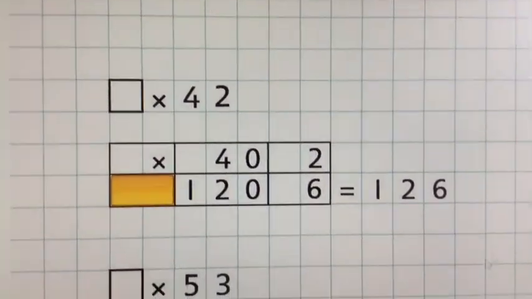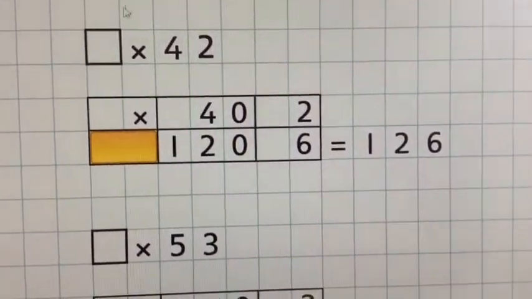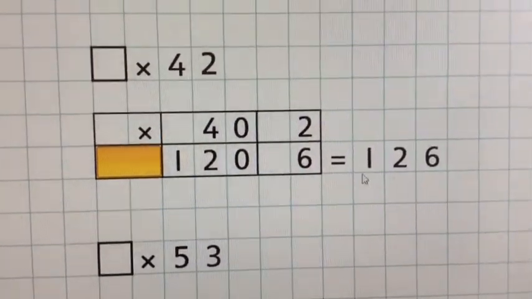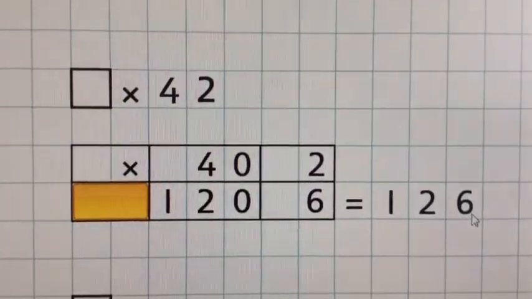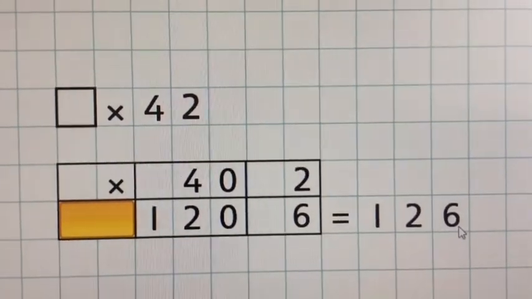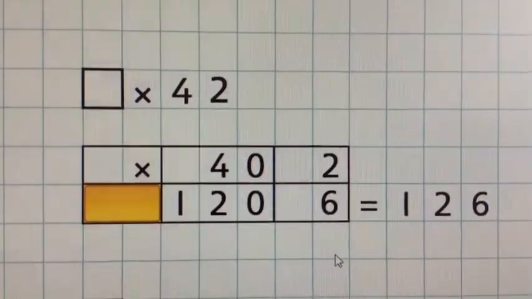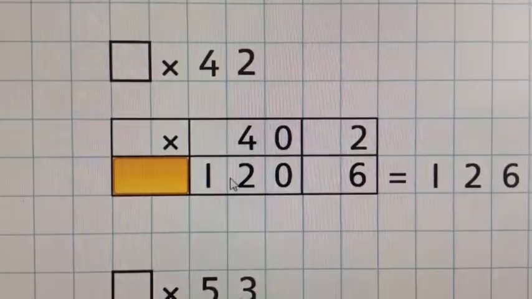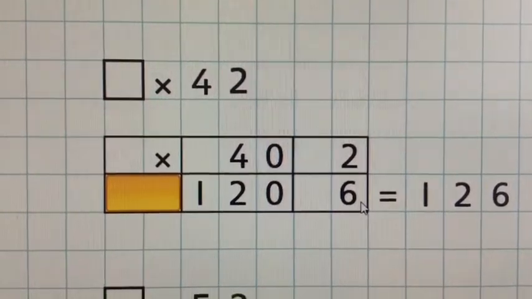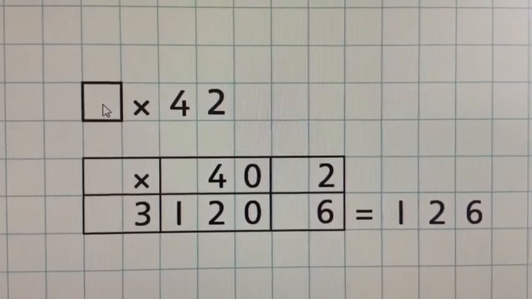You've got the working out here and the answer. But what are the missing numbers? Here and here. What have we multiplied 42 by to give 126? Work out the answer. How do you know? How did you do it? My cheeky, sneaky way of doing this would be to think, how many 4s are in 12? Or how many 2s are in 6? Did you get that?